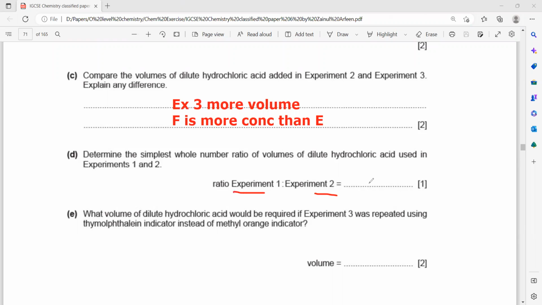The ratio of experiment 1 to experiment 2: experiment 1 was 10.2 and experiment 2 is 20.4. So the ratio is 1 is to 2. Is it clear? Yes, sir, clear.